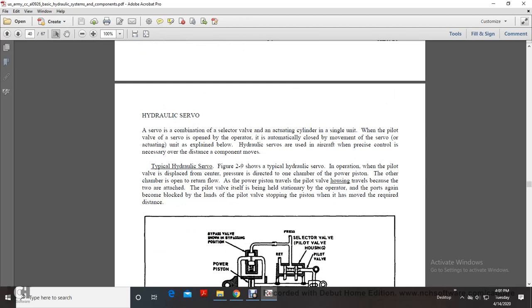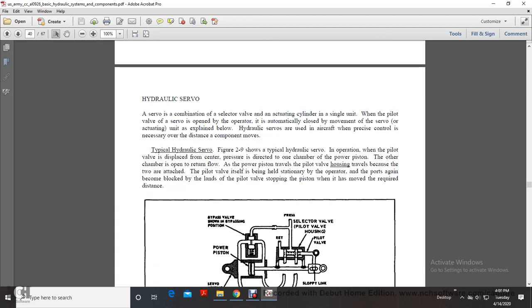Alright, hydraulic servo. The servo is a combination selector valve and actuating cylinder in a single unit, with the pilot valve of the servo operated automatically for the movement of the servo. Our actuating unit is explained below. Hydraulic servos are used in aircraft to provide precise control over the distance of component movements.